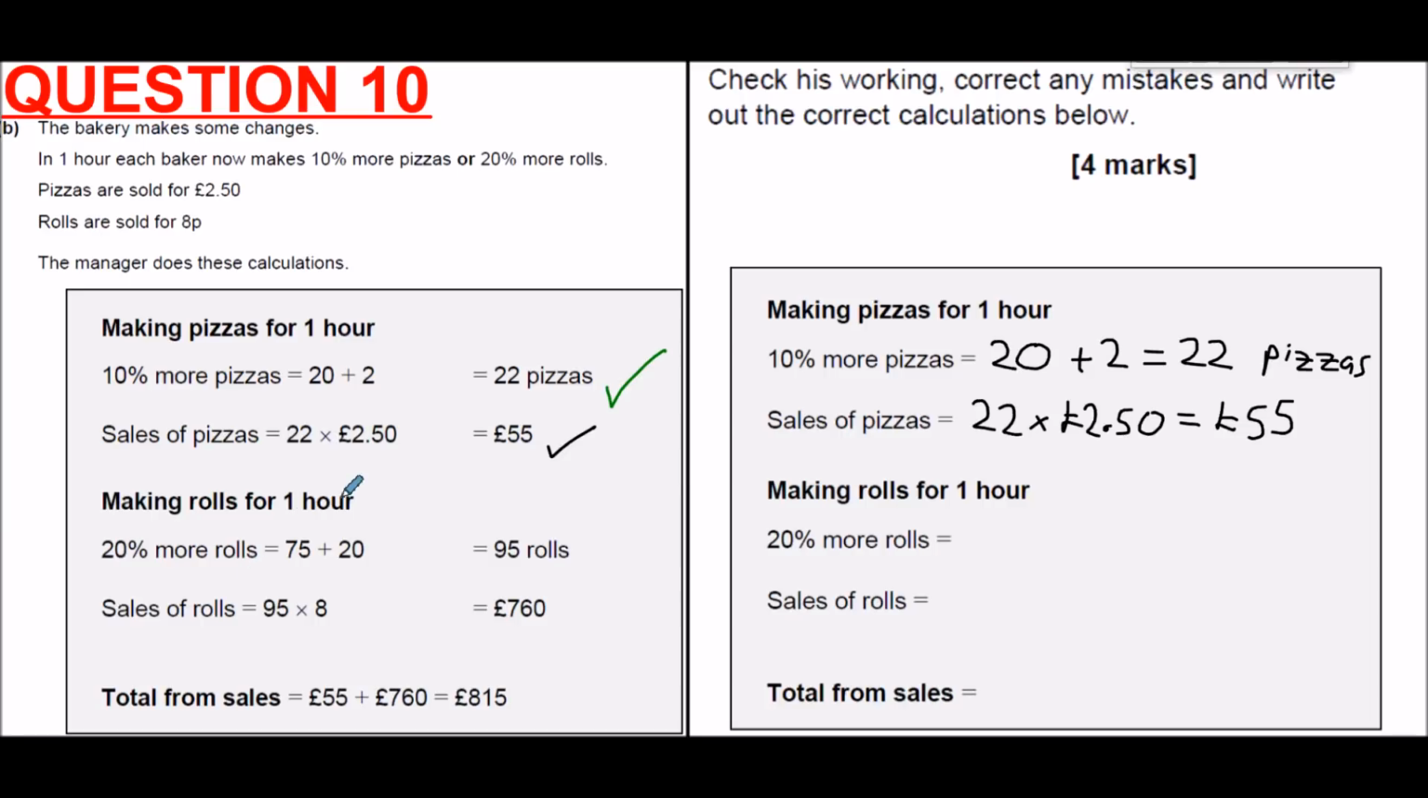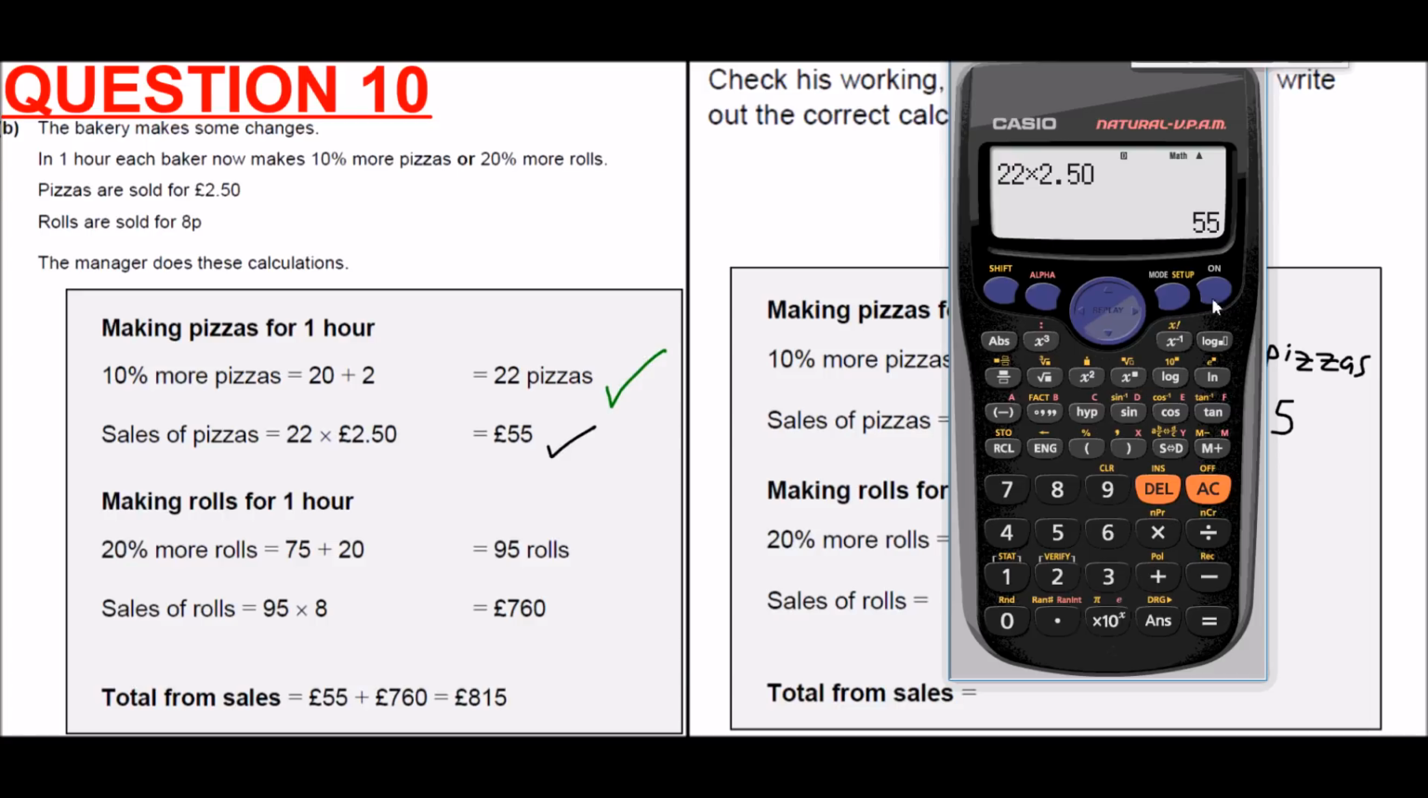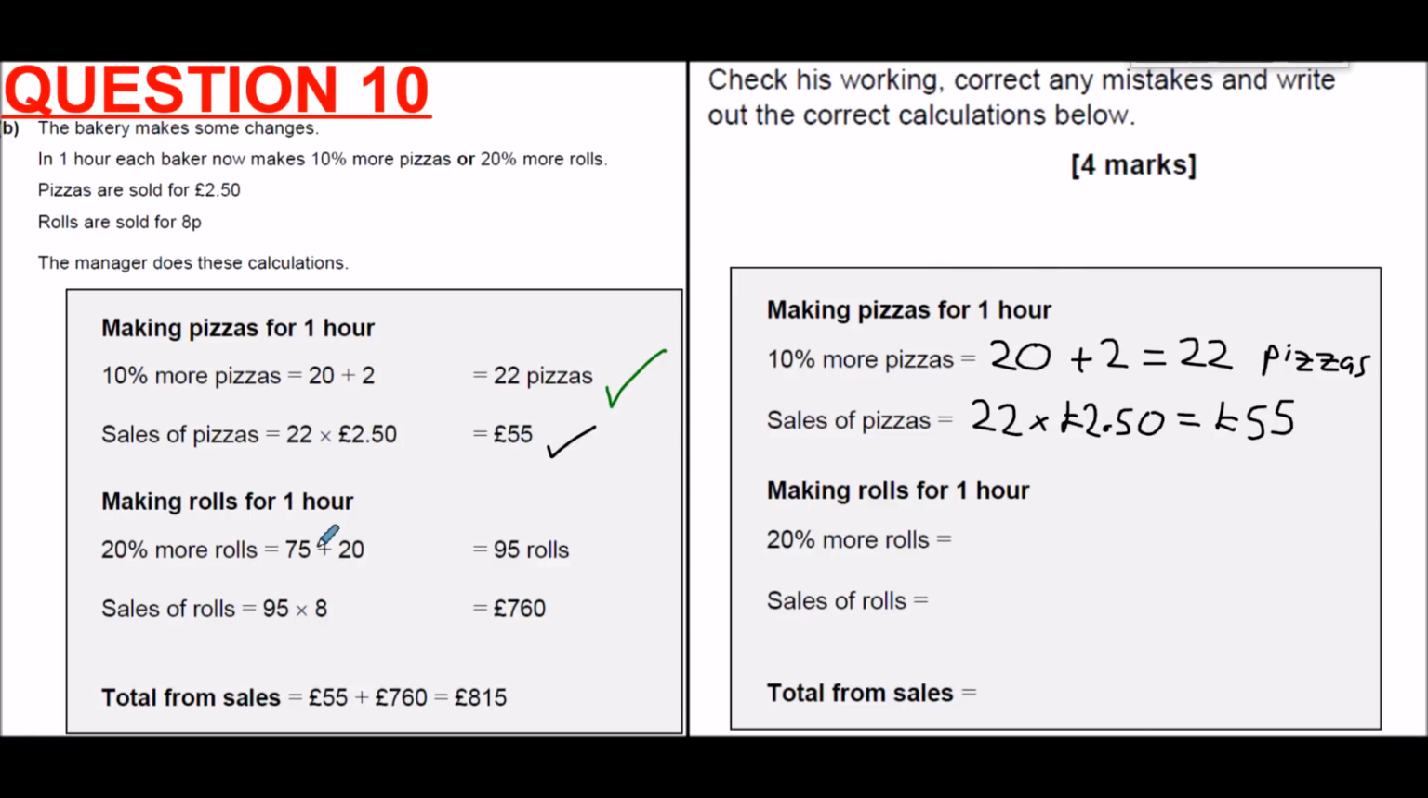So making rolls for 1 hour. Maybe he's made a mistake down here. 20% more rolls. So it was 75 rolls being made in 1 hour by each baker previously. So what's 20% more of 75? Well, 20% of 75 we can calculate by doing 20 over 100 multiplied by 75, which is 15. He's put in here 20, which is wrong. So we just need to circle that. That should be 15.